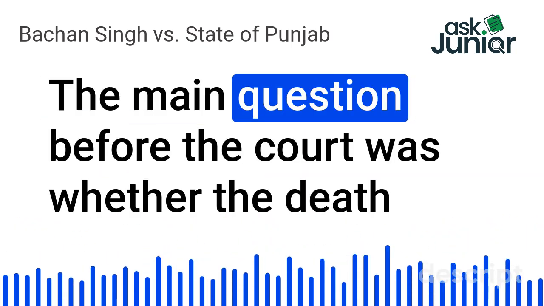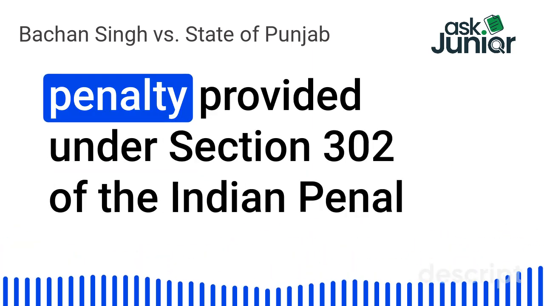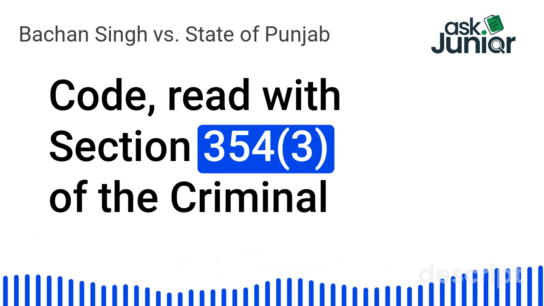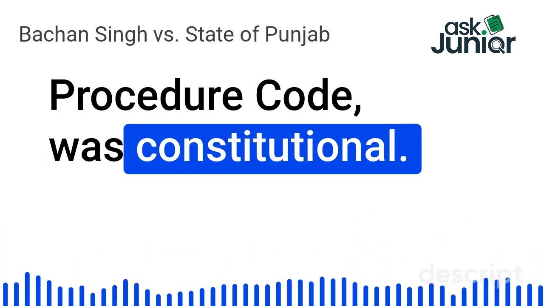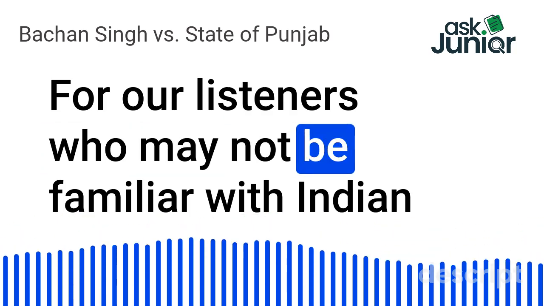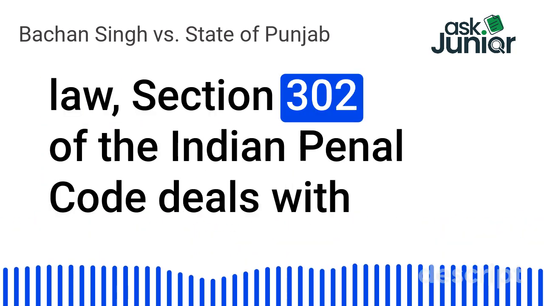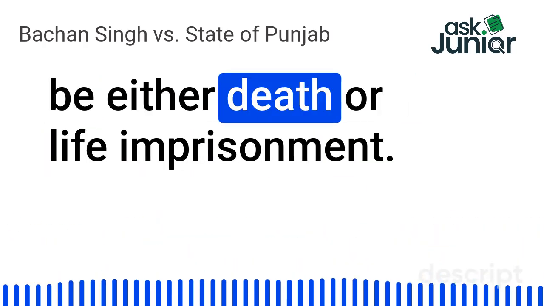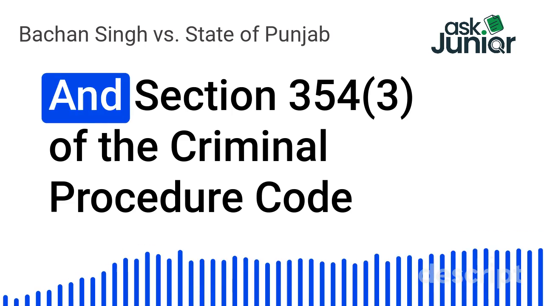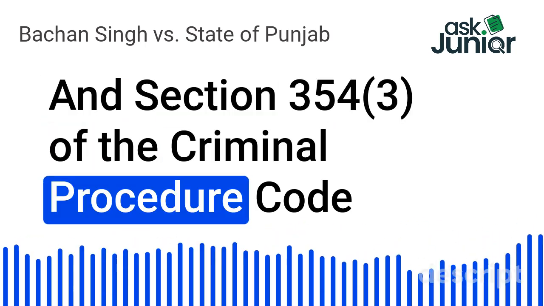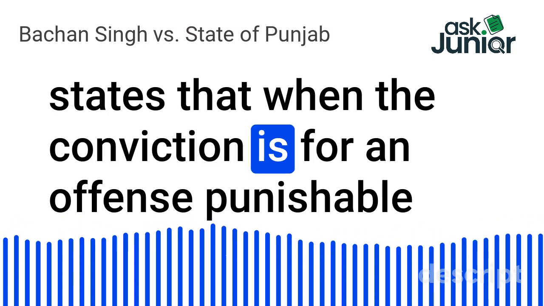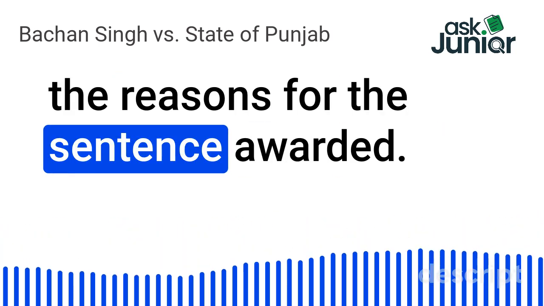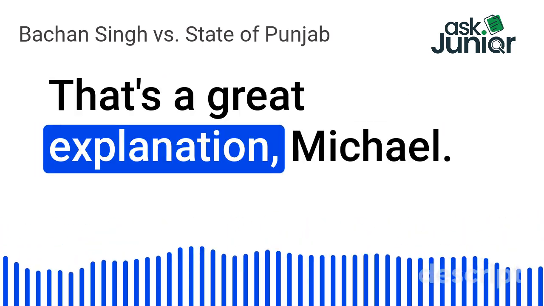Absolutely. The main question before the court was whether the death penalty provided under Section 302 of the Indian Penal Code, read with Section 354(3) of the Criminal Procedure Code, was constitutional. For our listeners who may not be familiar with Indian law, Section 302 of the Indian Penal Code deals with the punishment for murder, which can be either death or life imprisonment. And Section 354(3) of the Criminal Procedure Code states that when the conviction is for an offense punishable with death, the judgment shall state the reasons for the sentence awarded. That's a great explanation, Michael.